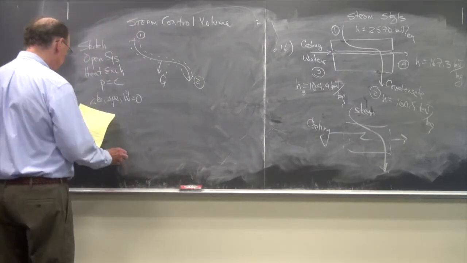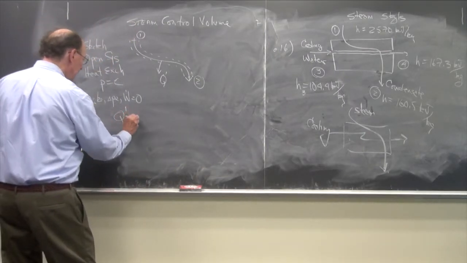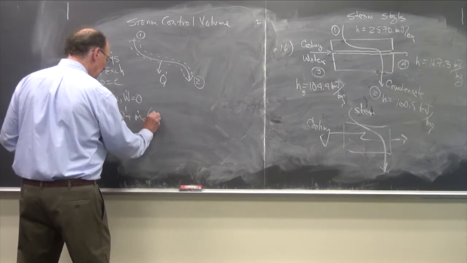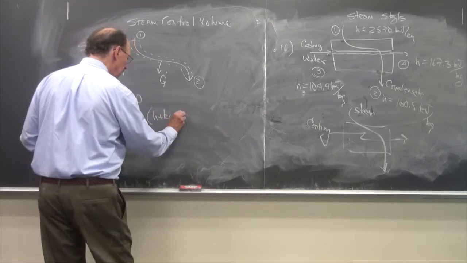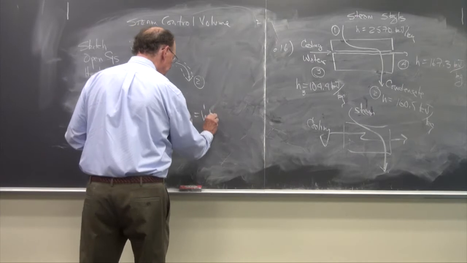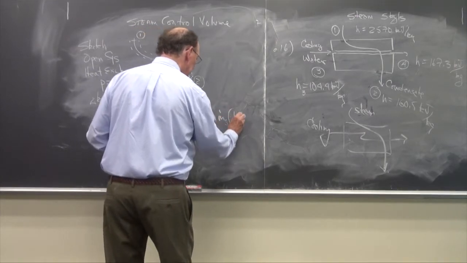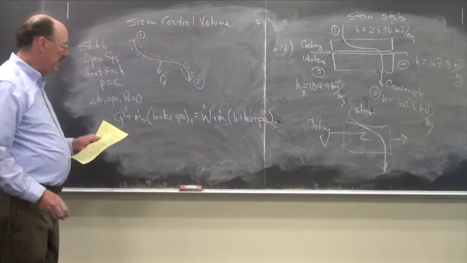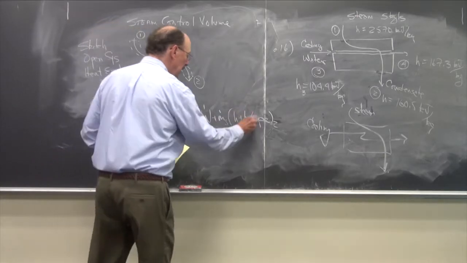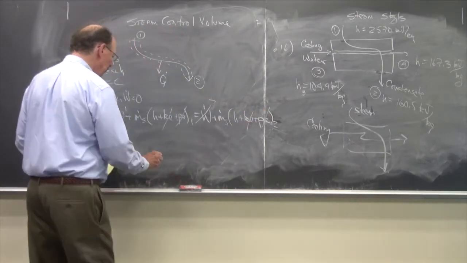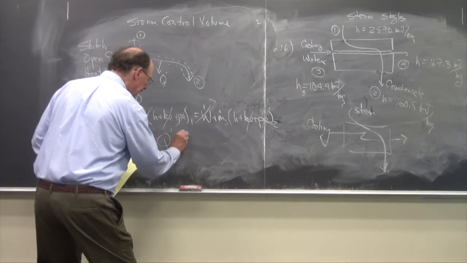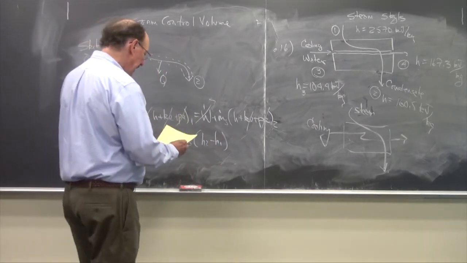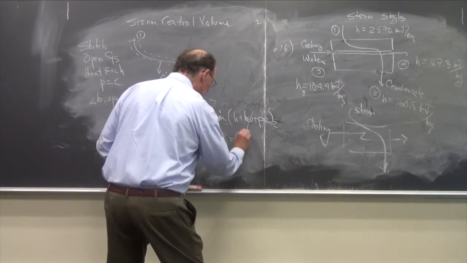Now if I apply this, I have Q dot plus m dot steam times (h plus KE plus PE)1 is equal to W dot plus m dot steam times (h plus KE plus PE)2. I get rid of the kinetic and potential energies and of the work, and we end up with Q dot equal to m dot s times (h2 minus h1).